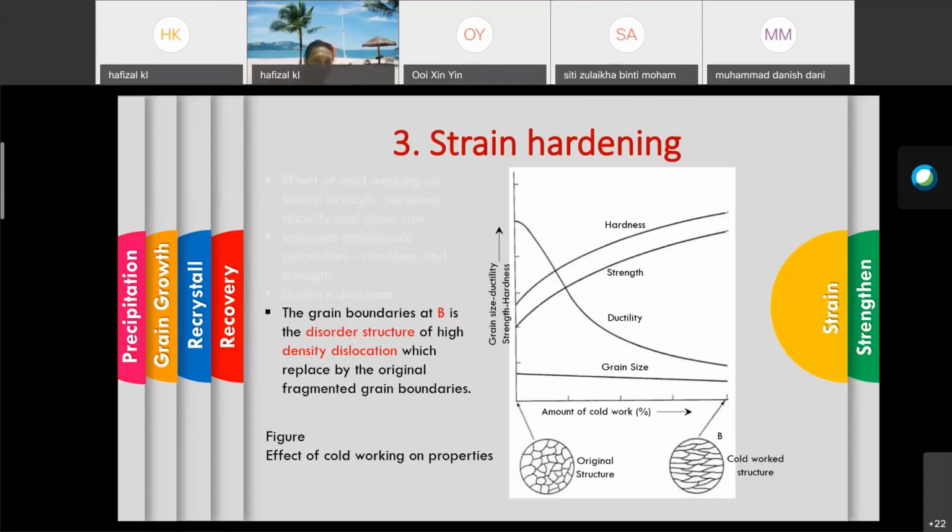If you look at figure B here, the grain boundary at B is a disordered structure with high density dislocation. So we can see the dislocation will start to happen at a certain angle here, which replaces the original defragmented grain boundary. So when we start to do cold working, the ductility will reduce, and the hardness and strength start to increase.